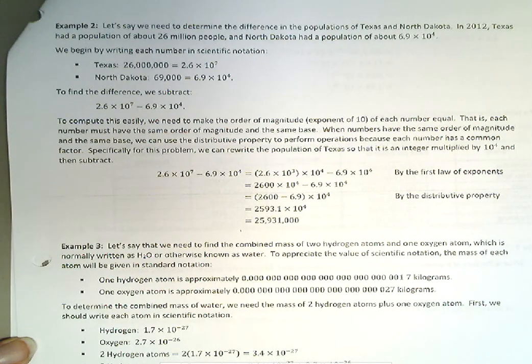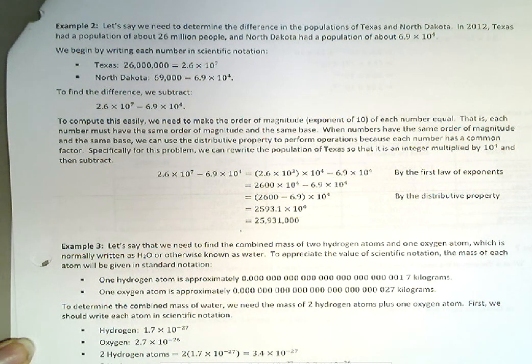So we are going to just read through. There are a couple examples. We are going to read through and try to understand what's happening here. Let's say we need to determine the difference in the population of Texas and North Dakota. In 2012, Texas had a population of about 26 million people, and North Dakota had a population of about 6 and 9/10 times 10 to the fourth power. We begin by writing each number in scientific notation.